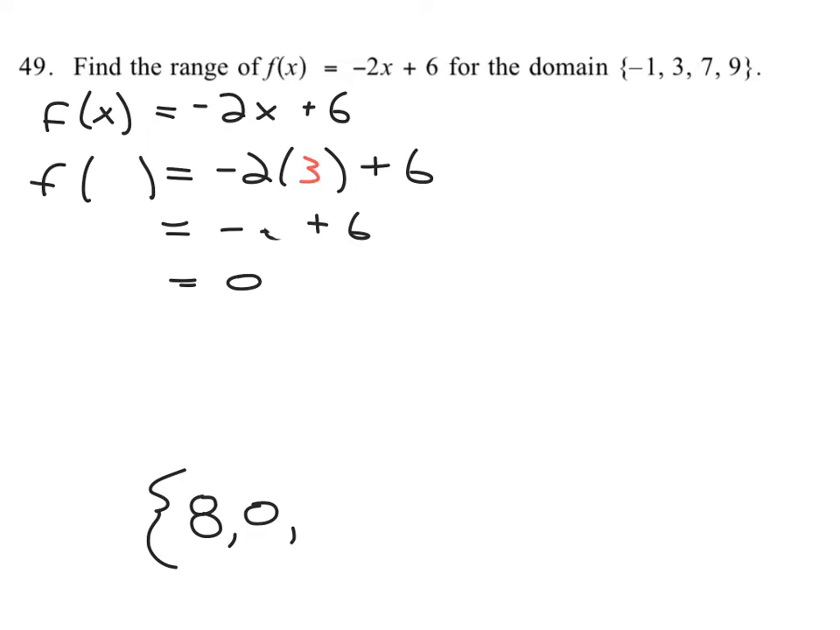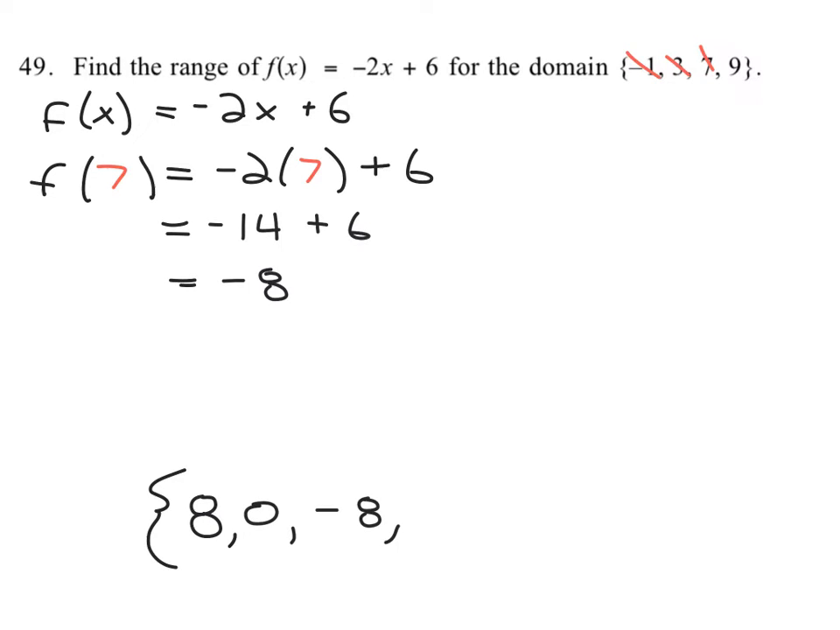Okay, let's keep going. Let's erase that. What if we put in the next number, 7? They want us to now use 7. We've already done negative 1. We've already done 3. Now we're going to do 7. And what is negative 2 times 7? It is negative 14. And negative 14 plus 6 is negative 8. So negative 8 is another number in our range. It's another number that we get as an output when we plug in the numbers they tell us to plug in. That's the idea of domain and range.